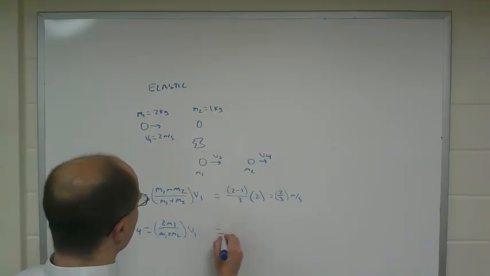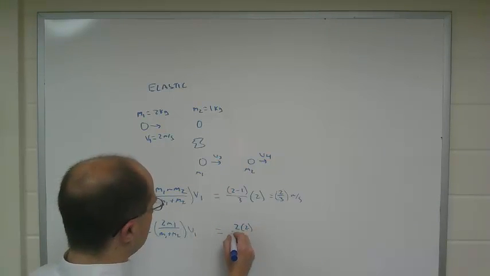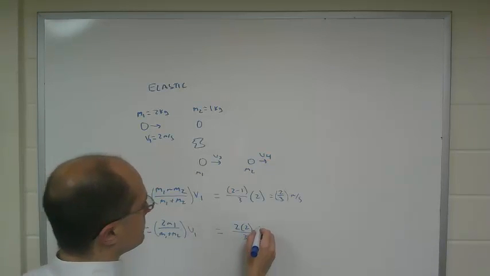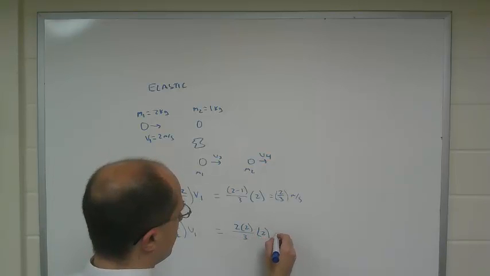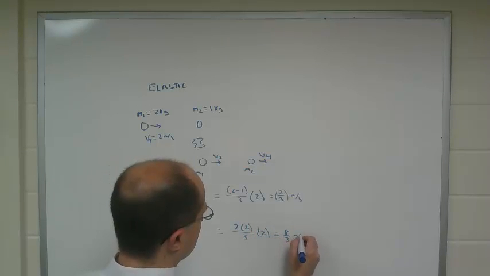And for V4, we see that it's 2 times M1, so it's 2 times 2, over our 2 plus 1 is 3, times our 2. So we see that this is going to be 8/3.